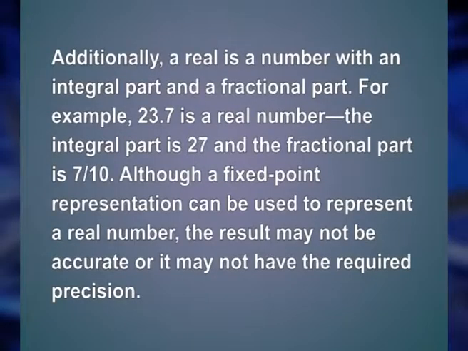Additionally, a real number is a number with an integral part and a fractional part. For example, 23.7 is a real number. The integral part is 23 and the fractional part is 7/10. Although a fixed point representation can be used to represent a real number, the result may not be accurate or it may not have the required precision. The next two examples will explain why this is so.